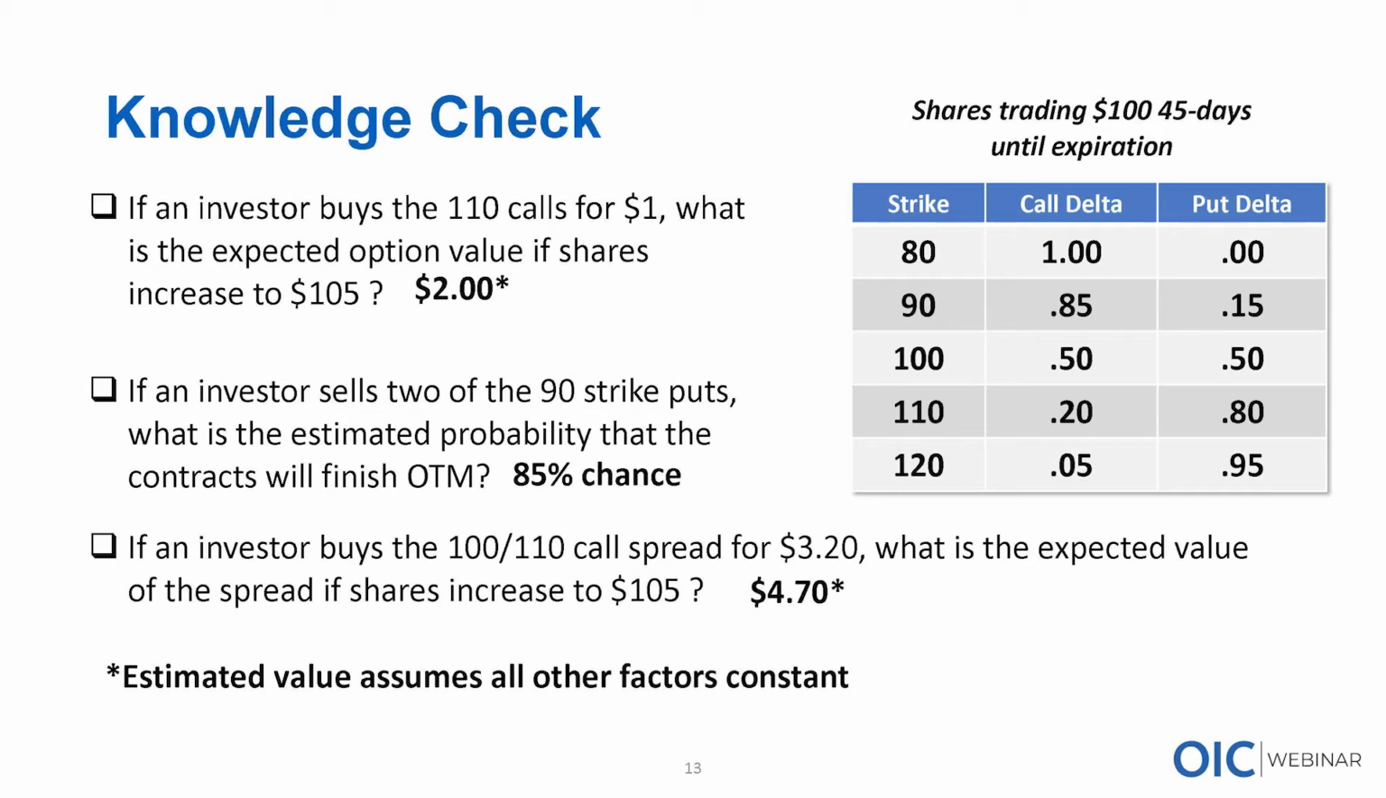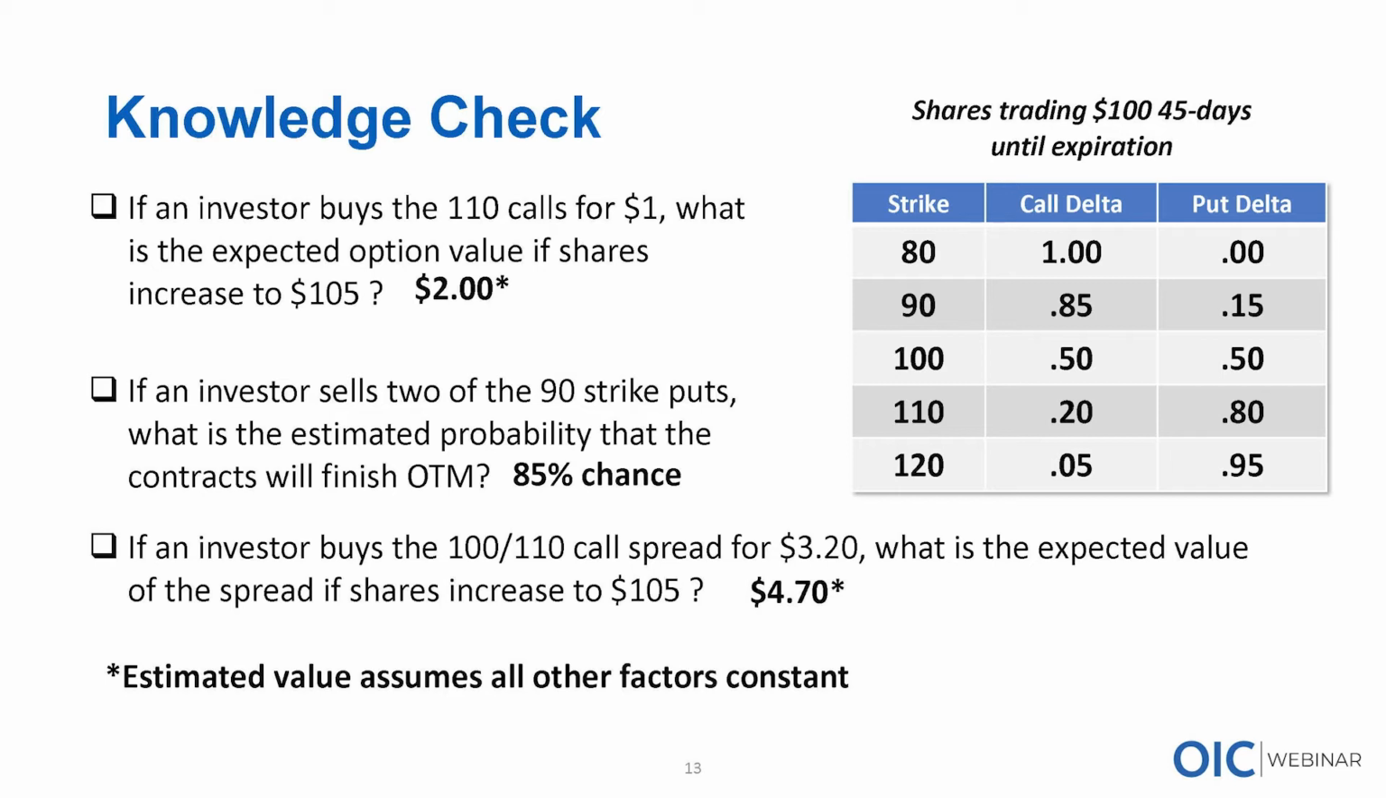If the shares go up by $5, what do you think the new option value is going to be, all things being equal? Well, the 110 calls have a 20 delta. And remember, the delta is the option's change for a 1-point move in the underlying. Well, in this case, stock went from 100 to 105, right? Well, that's 5 points. So 5 times 20 cents is $1. You take the $1, add it to the $1 we paid. In theory, that option should be worth about $2, all other factors being constant.